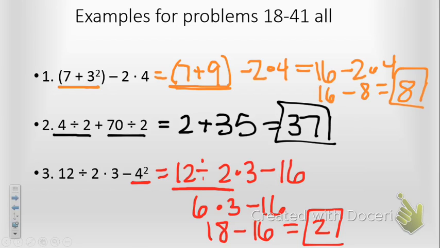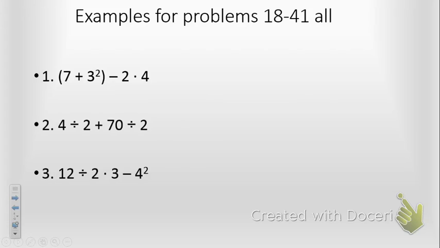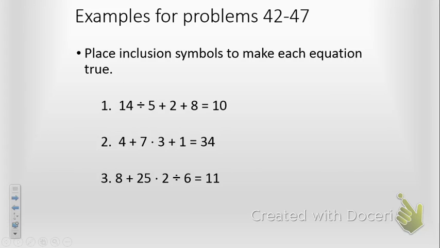Okay, those are those 3 examples. Let's jump into some more here. Now I want to place inclusion symbols to make these equations true. So I've got to figure out where I would put brackets to make this equation true. Well, first one, I've got 14 divided by 5 plus 2 plus 8 equals 10.